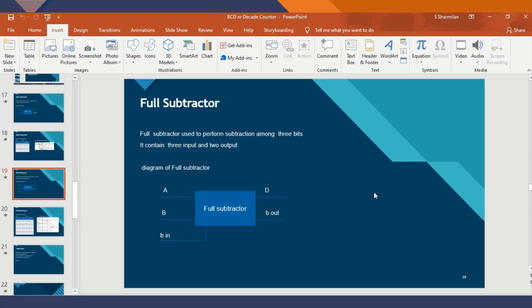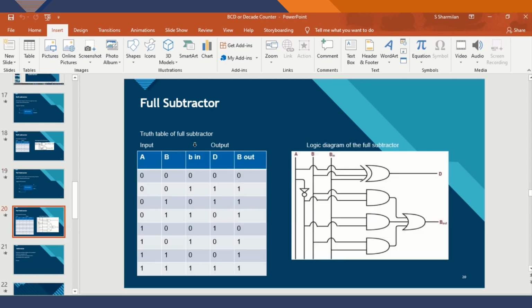Now we are going to see about the full subtractor. A full subtractor is used to perform subtraction among 3 bits. It contains 3 inputs and 2 outputs. This is the truth table of the full subtractor. This is the logic diagram of the full subtractor. Now I am going to show how to implement the full subtractor in the logicly simulator.